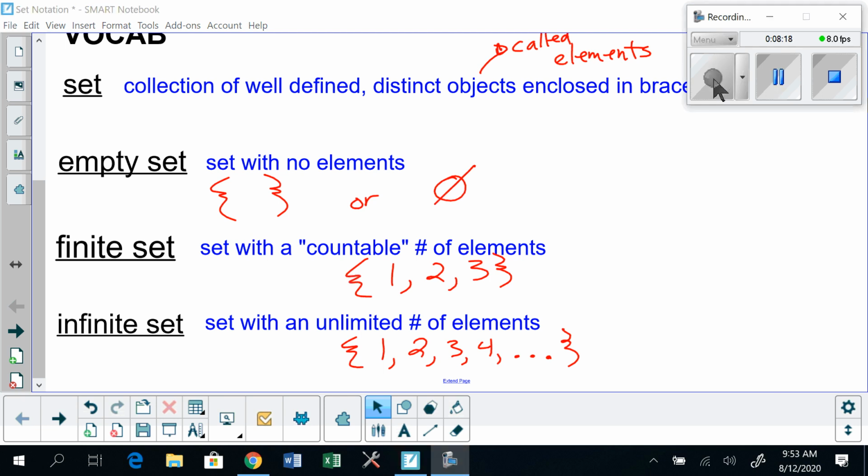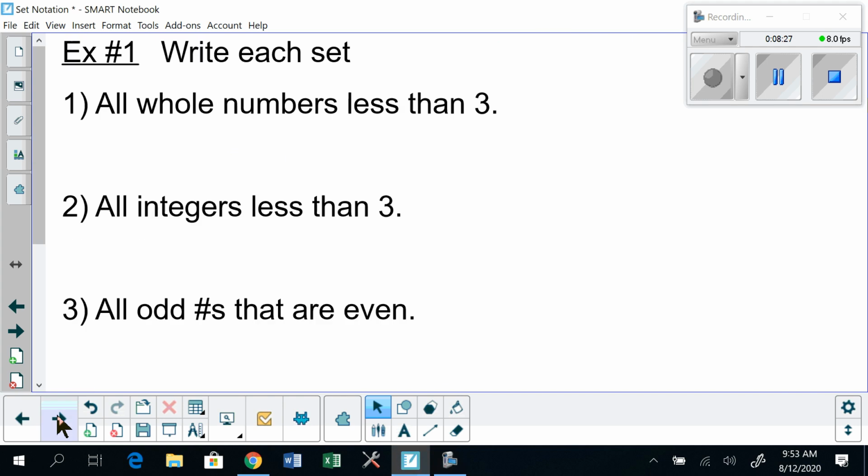So make sure you've taken good notes on these. You will be quizzed on this by the end of the video. And let's start looking at some examples before I give you your little quiz at the end of this video. So example number 1, write each set. And problem 1 says, write all of the whole numbers less than 3.